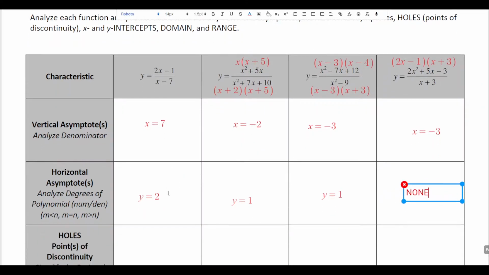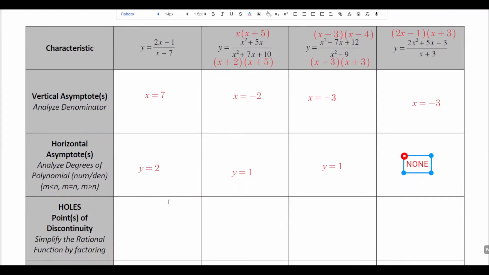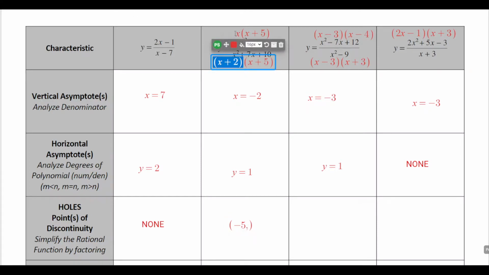All right, so that's the vertical asymptotes and the horizontal asymptotes. Now let's talk about the holes. These occur wherever we have an x value that makes both the numerator and the denominator 0. So for this first one, there are no holes. For the second one, we do have a hole at x equals negative 5. So we know that the x value is going to be negative 5. To find the y value, we need to plug negative 5 into what I call the hole equation, which is just the function with the common factors canceled out. So it would just be x over x plus 2.